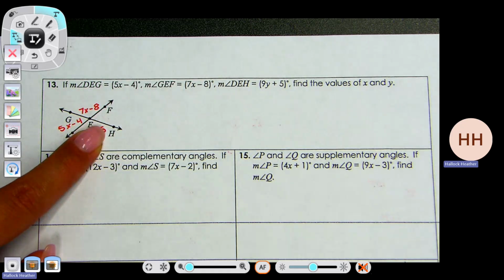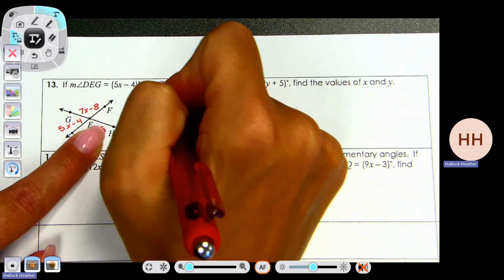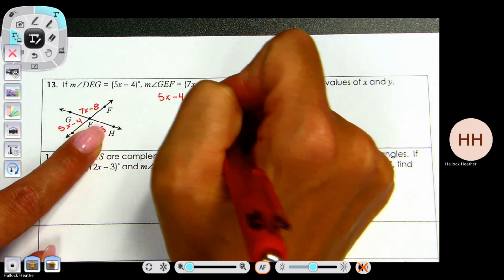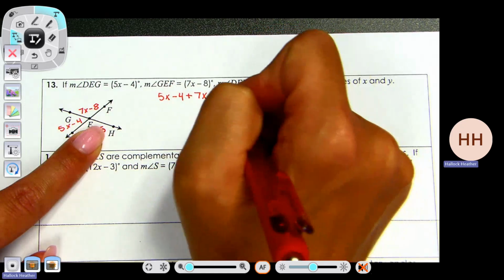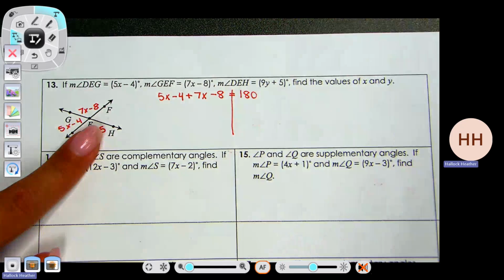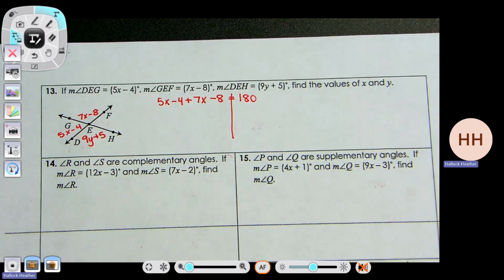So pretend like the y is not there. I cannot put x and y in the same equation. Once I find x, I can plug it in and then let it help me find y. So I'm going to do 5x minus 4 plus 7x minus 8 equals 180. We're going to combine like terms just like we did on the front, solve for x, and plug it in. And then there's like 4 different ways.